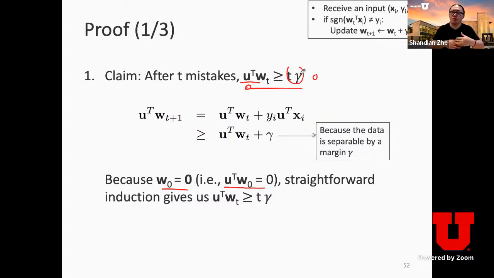And then according to our previous reasoning, at every step, because the previous step's induction assumption holds, at the current step the induction assumption holds as well. And you just derive this from step 1 to step infinity. So we get the general conclusion that after arbitrary T mistakes, we always have U transpose WT no less than T times gamma. This is how we show the first conclusion.